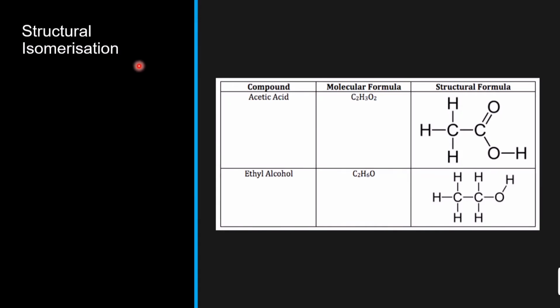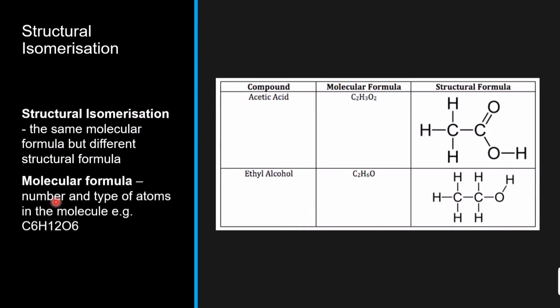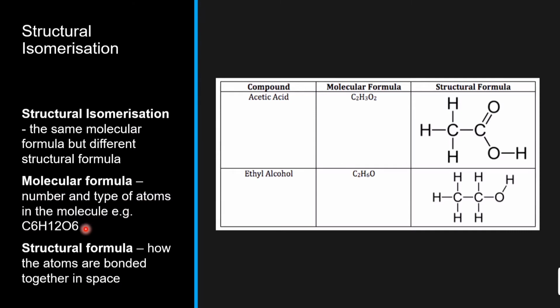So first, structural isomerisation as a whole can be defined as isomers having the same molecular formula, but a different structural formula. And molecular formula is the number and type of atoms in a molecule, and the structural formula is how these atoms are bonded together in space. So if you have a look at our example here, we have our molecular formula, which is showing you what atoms and the number of atoms. And our structural formula is showing us how these atoms are bonded together, which the molecular formula doesn't tell us.